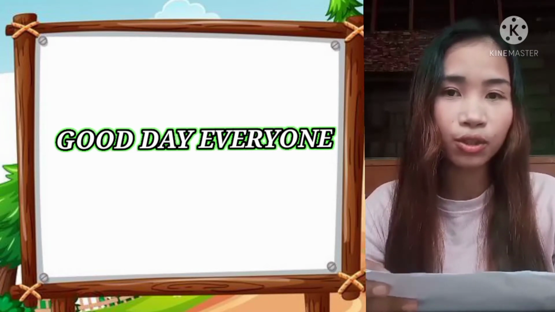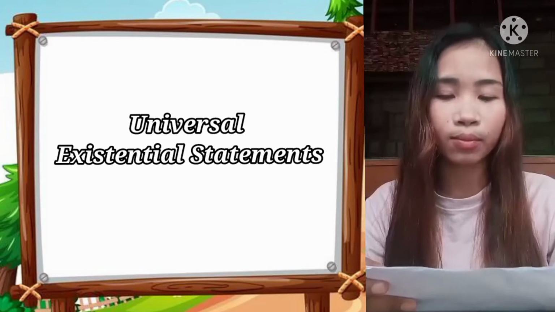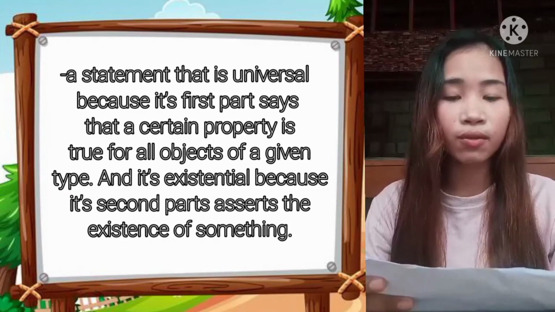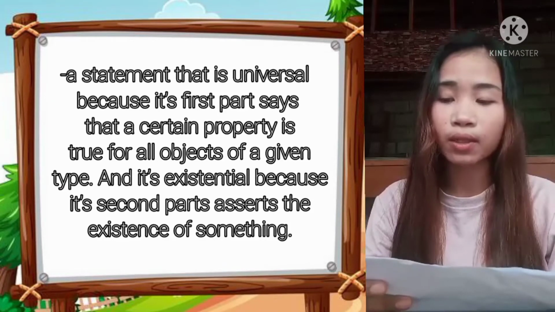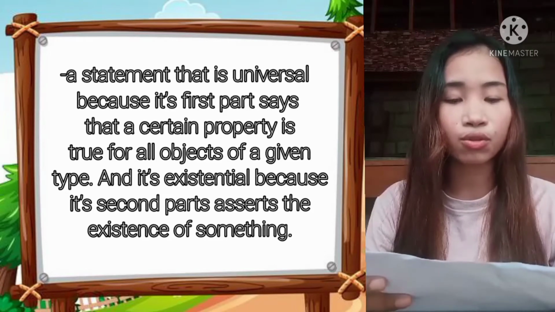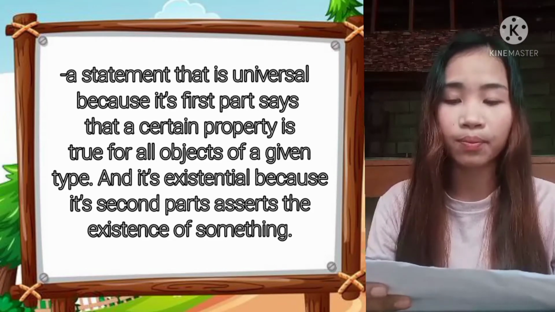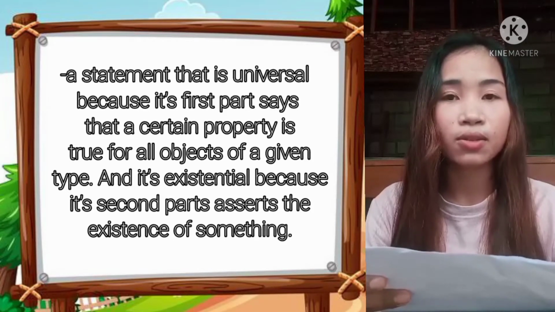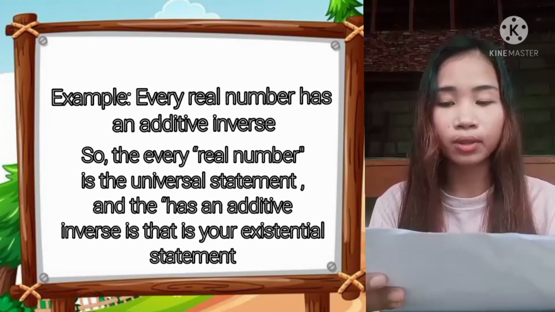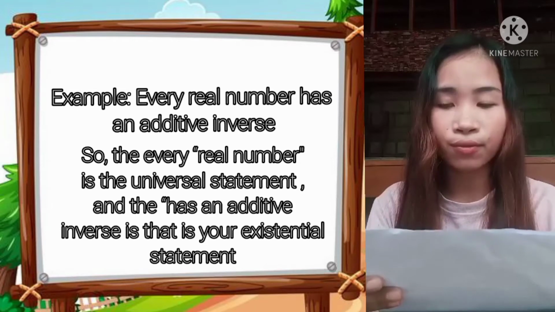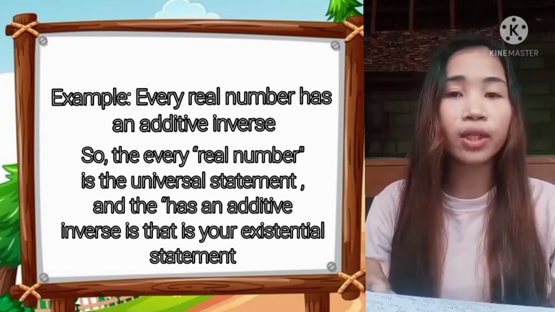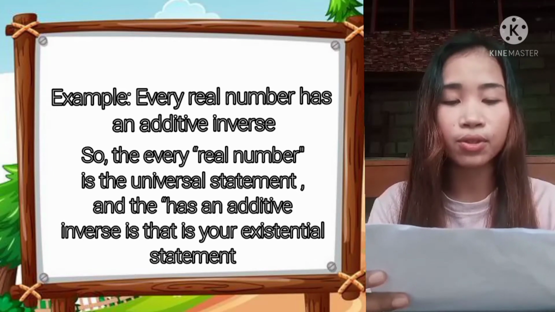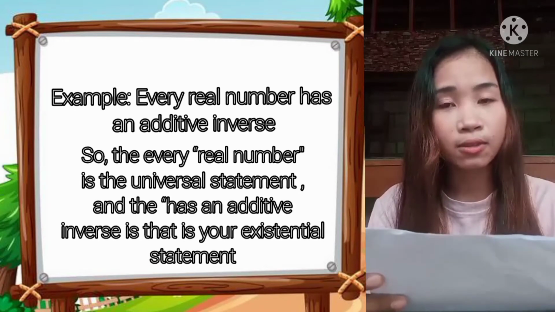Now I am going to talk to you about universal existential statements. So what is a universal existential statement? It is a statement that is universal because its first part says that a certain property is true for all objects of a given type, and it's existential because its second part asserts the existence of something. For example, every real number has an additive inverse. So the every real number, that is the universal. And the has an additive inverse, that is your existential statement.